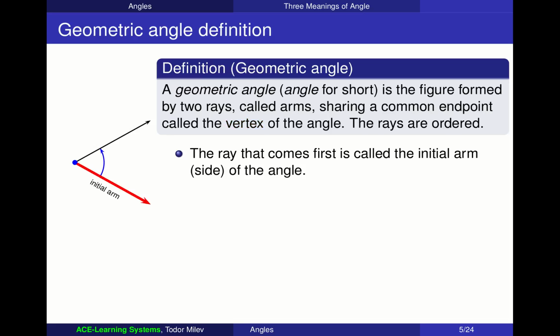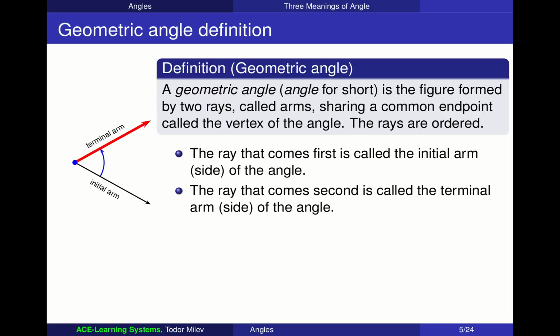Yes, one more important thing, the rays of a geometric angle are assumed ordered. So they are not equal, they both look like rays, but one of them is declared to be the first and the other one is declared to be the second. The ray that comes first would be called the initial arm, or sometimes people say the initial side of the angle, or the first side of the angle. And the side that comes second would be called the terminal arm, or the second arm of the angle. So this would be the terminal arm here. Which one is the initial and which one is the terminal arm needs to be specified. It is not clear if we do not indicate it with text or in some other way.